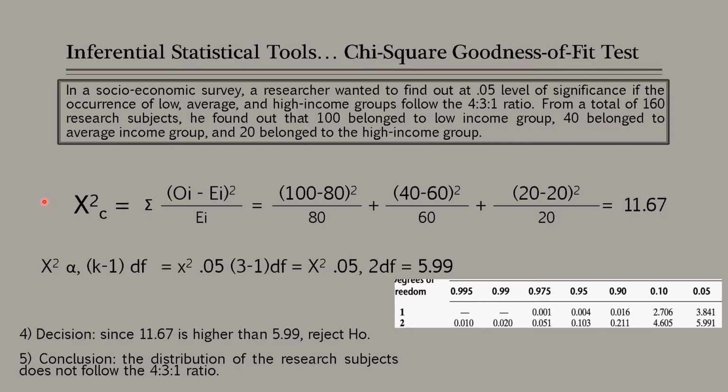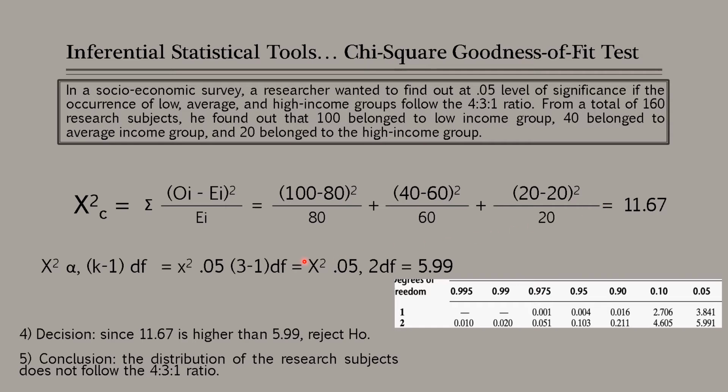Computing for the chi-square test is as follows. Sum the squared difference between the observed frequency and expected frequency and divide it by the expected frequency. Do this across all income groups. So in this case, the square of 100 minus 80 divided by 80 for the low income group, 40 minus 60 squared and divided by 60 for the middle income group, and 20 minus 20 squared divided by 20 for the high income group. All of this will come up with a computed chi-square of 11.67.